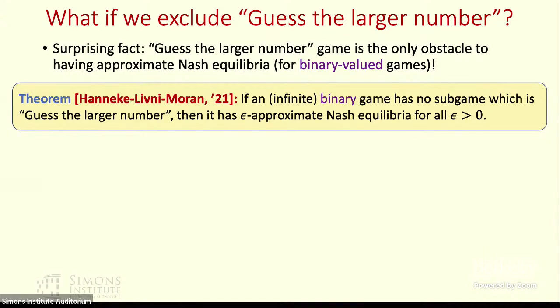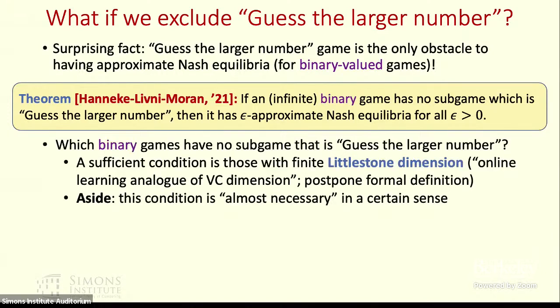In particular, if an infinite binary game has no subgame which is isomorphic to guess the larger number, then this infinite binary game has approximate Nash equilibria for any positive approximation. Now, this condition of not having any subgames which are guess the larger number is a very clean condition to state, but unfortunately, it's not that operational.